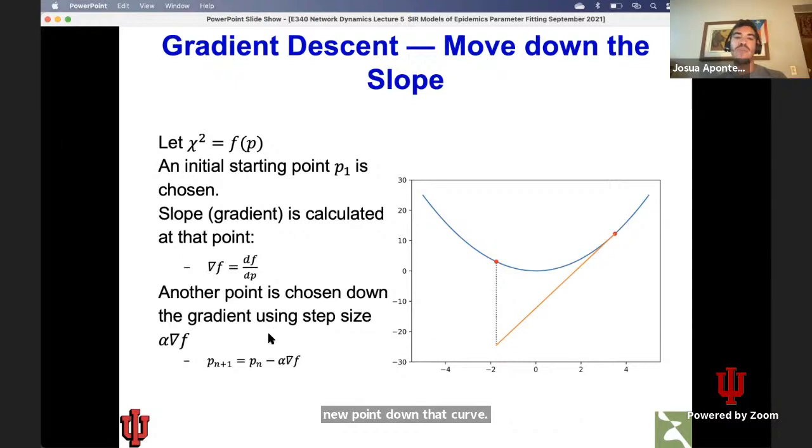And once it has calculated the slope, it's going to choose a new point down that curve, using a step size that is controlled by this parameter alpha. It's proportional to how steep the curve is at that point. So how far you move down depends on this alpha parameter, which is mostly internal to the optimizer, and what the gradient is at that point. And of course, it is not guaranteed to always move on the same side of the curve, but it will always try to move down the slope.